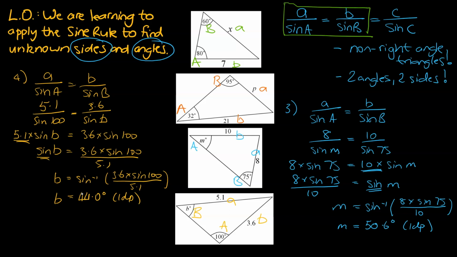So hopefully you found this video useful. What we did is we learned how to apply the sine rule to find unknown sides and angles of given non-right angle triangles. Hopefully you got down all 4 examples. Hopefully you're checking that you're able to get each answer on your calculator. If you've done that, let's get into heaps of practice.